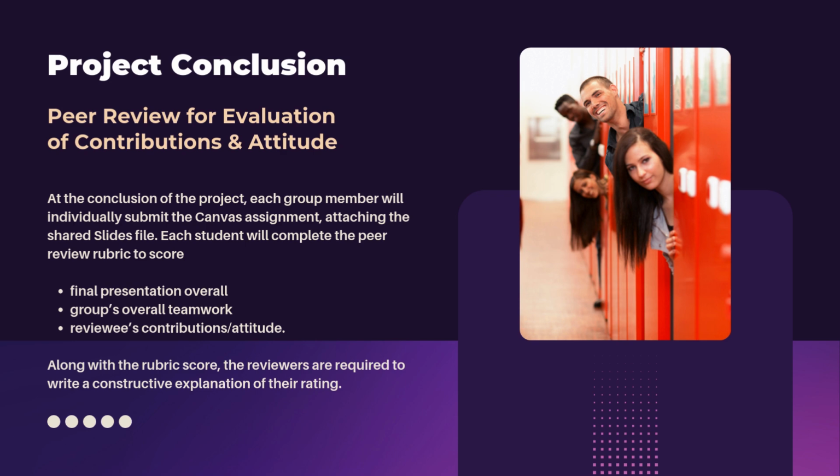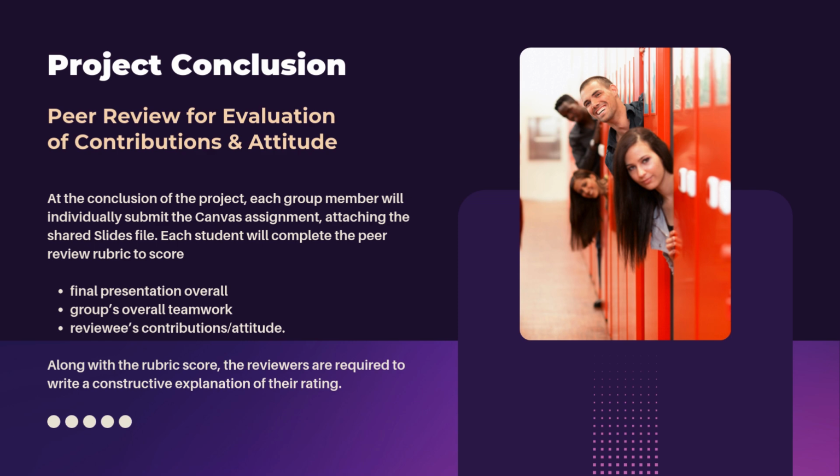The submission method for this project will be a Canvas assignment using the Google Assignment External Tool integration. In the settings of the assignment, peer review will be turned on and a scoring rubric will be attached. At the time of assignment, a member of each group will open the slides template and share the file with their group members. At the conclusion of the project, each group member will individually submit the Canvas assignment, attaching the shared slides file.